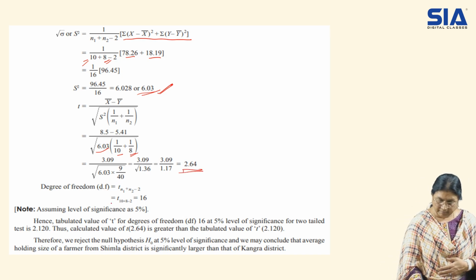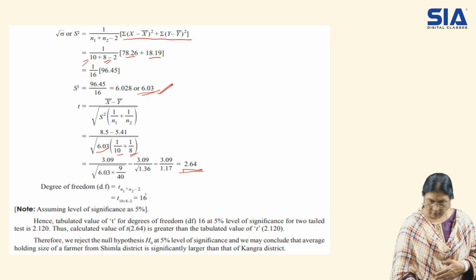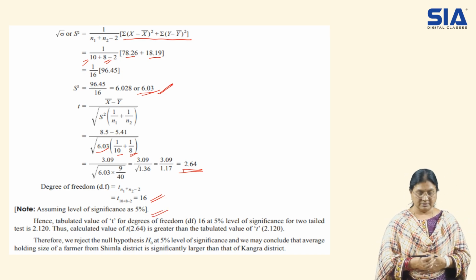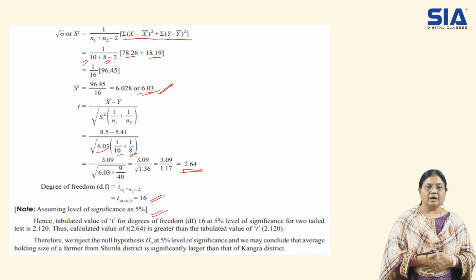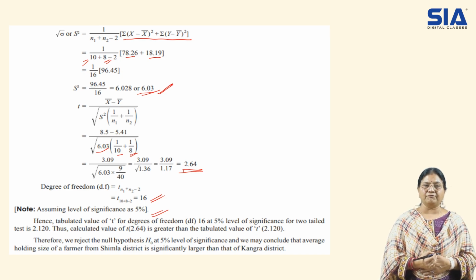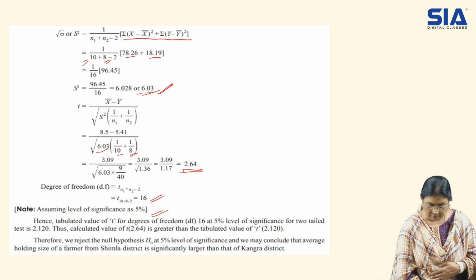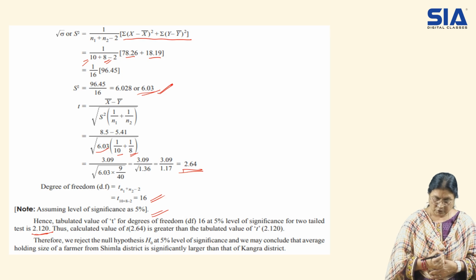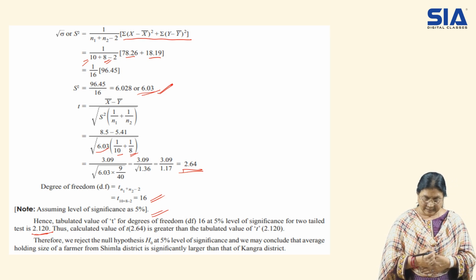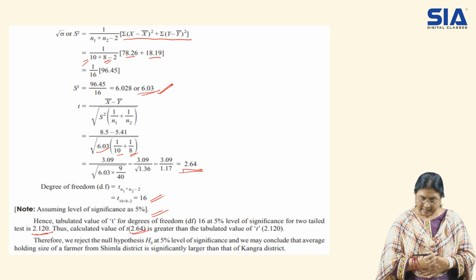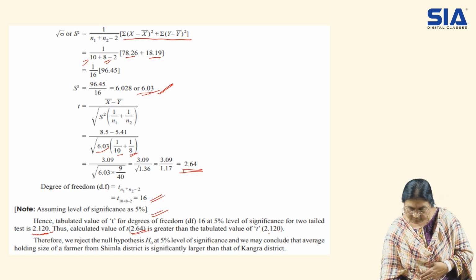So degree of freedom is equal to n1 plus n2 minus 2. At degree of freedom 16 and level of significance 5%, the values are this. Hence the tabulated value of t for degree of freedom 16 at 5% level of significance for a two-tailed test is 2.120. This is the table form. Now the calculated value is 2.64, which is greater than the tabulated value of 2.12.